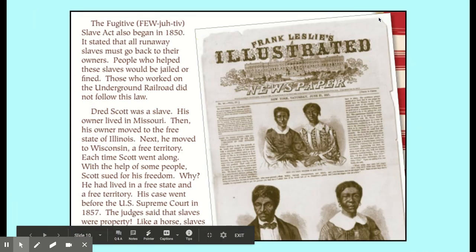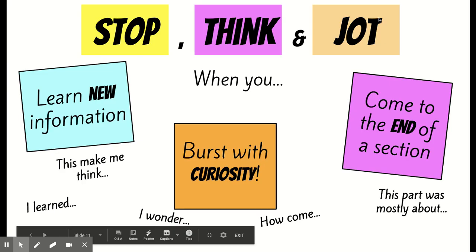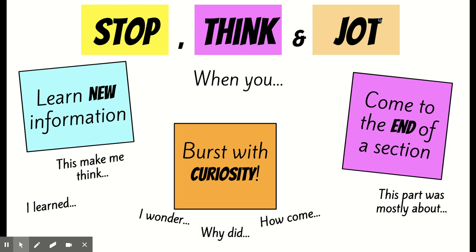In step two, you are going to continue reading this text. You're going to read about the Fugitive Slave Act and Dred Scott. So as you are reading, make sure that you are stopping, thinking, and jotting. Be sure that you stop, think, and jot when you learn new information, you have a burst of curiosity and have a question, and even come to the end of a section. You will need these stop and jots for your discussion post today.